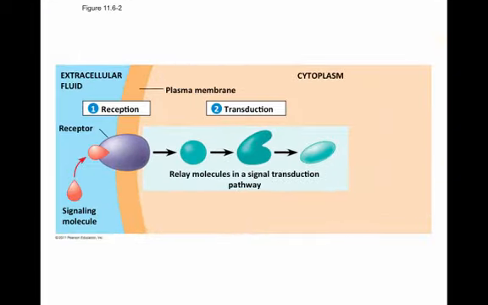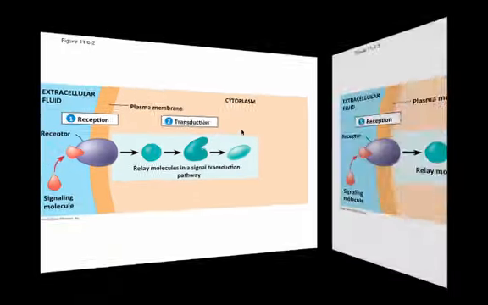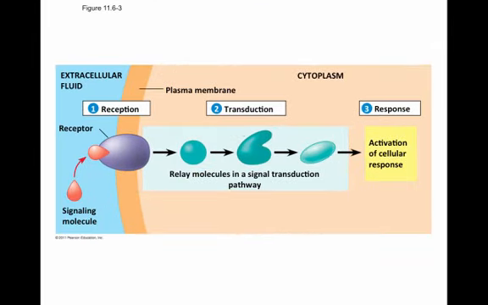Okay, the second part of the process is transduction. The second component of signal transduction is transduction. In transduction, binding leads to a change in the receptor. So this receptor often changes its shape, or conformation is another term you'll hear us say often. And that triggers a series of changes in a series of different molecules along what we call a signal transduction pathway. Now, these molecules in this pathway are called relay molecules. So we have reception, we have transduction, and the third step is a response.